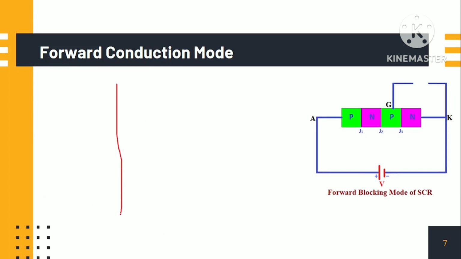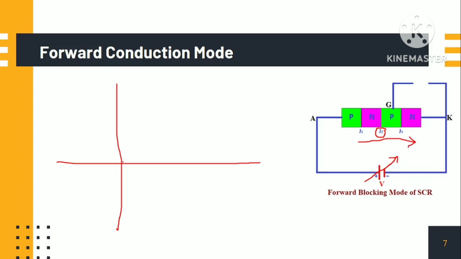Now when we see the graph of the forward conduction mode, as we keep on increasing this voltage, junctions J1 and J3 are forward biased and J2 is reverse biased. When we increase the voltage beyond the breakover voltage, junction J2 breaks down and a tremendous amount of current flows.